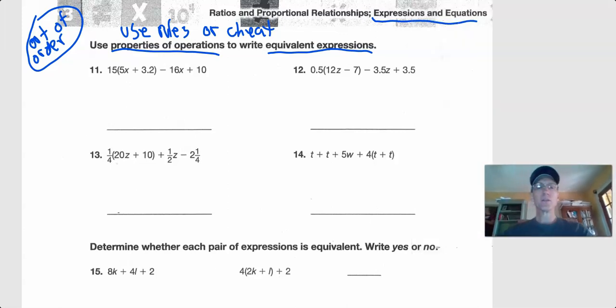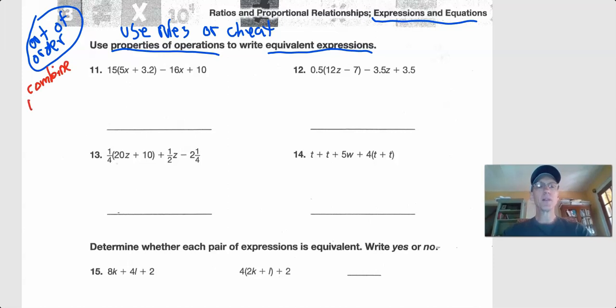All right, so you've got 15, and then in parentheses 5x plus 3 and 2/10, and then you've got minus all this stuff. And all we're going to do is, you've got 5x and you have 16x, so it just works better if you combine all the like terms together. It's kind of what we're doing here, making it simpler.